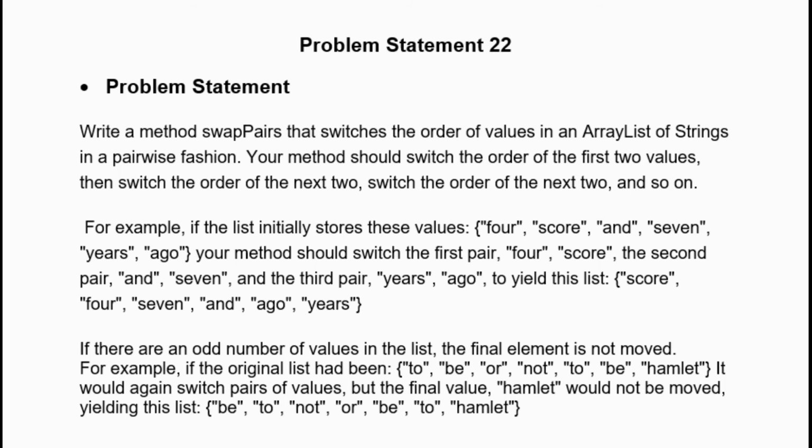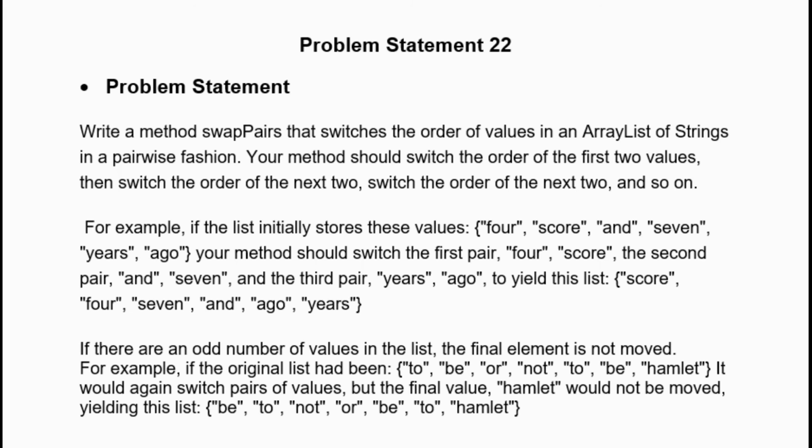This is a real deal, guys. What we are looking at here: if there are an odd number of values in the list, the final element is not moved. For example, if the original list had been to be or not to be Hamlet, it would again switch pairs of values, but the final value Hamlet would not be moved.